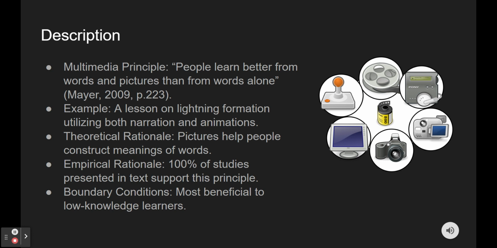The theoretical rationale behind this principle is that pictures help people construct meanings of words. Empirical rationale that supports this were that 100% of the studies presented in the chapter support this principle. Boundary conditions that were presented were that this principle is most beneficial to students with low knowledge of a topic.